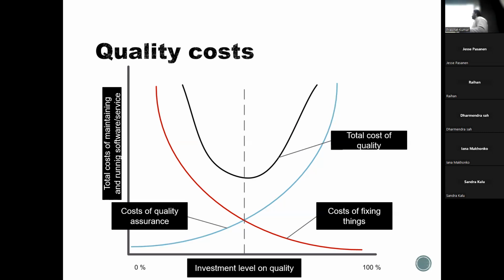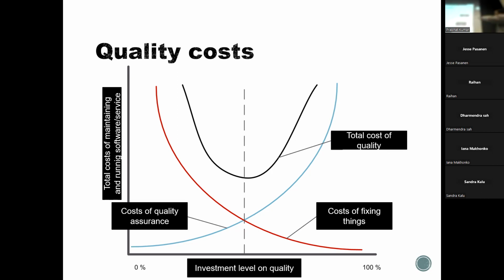Quality assurance is a proactive approach, meaning you follow certain guidance and certain standards so that the quality can be assured and maintained, right? Maybe by using better testing techniques, following certain standards that have been developed by ISO, and so on. Cost of fixing things means once the product has been developed, you want to fix the bugs that are coming from the software. And this black curve is the total cost of quality, which combines both quality assurance and the cost of fixing things.